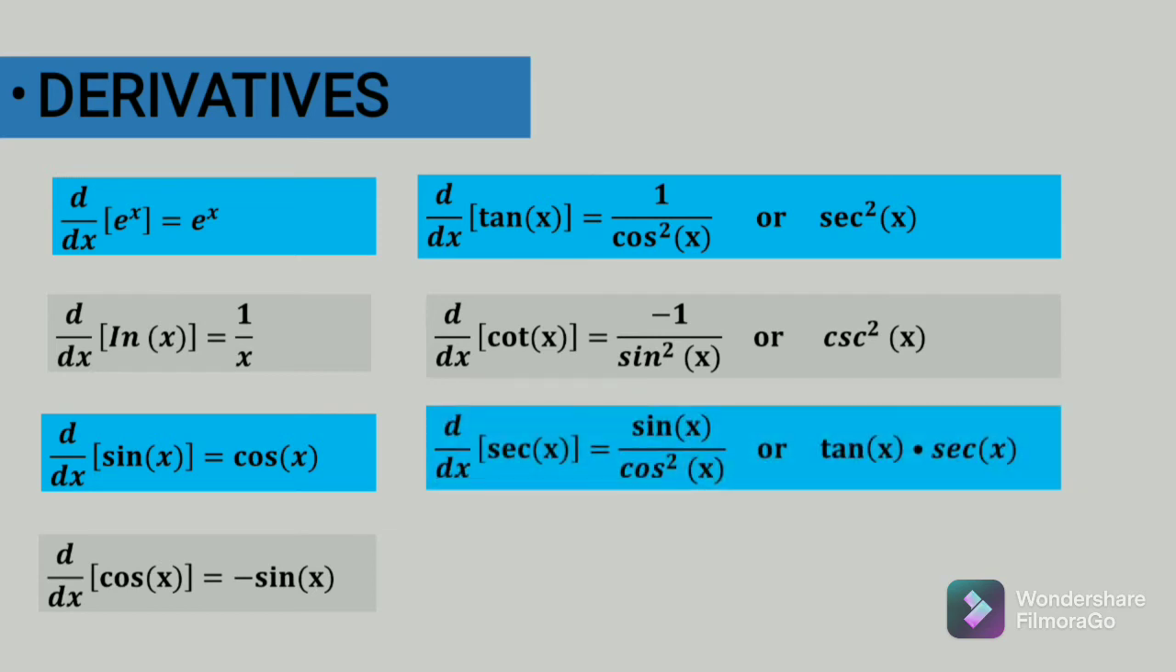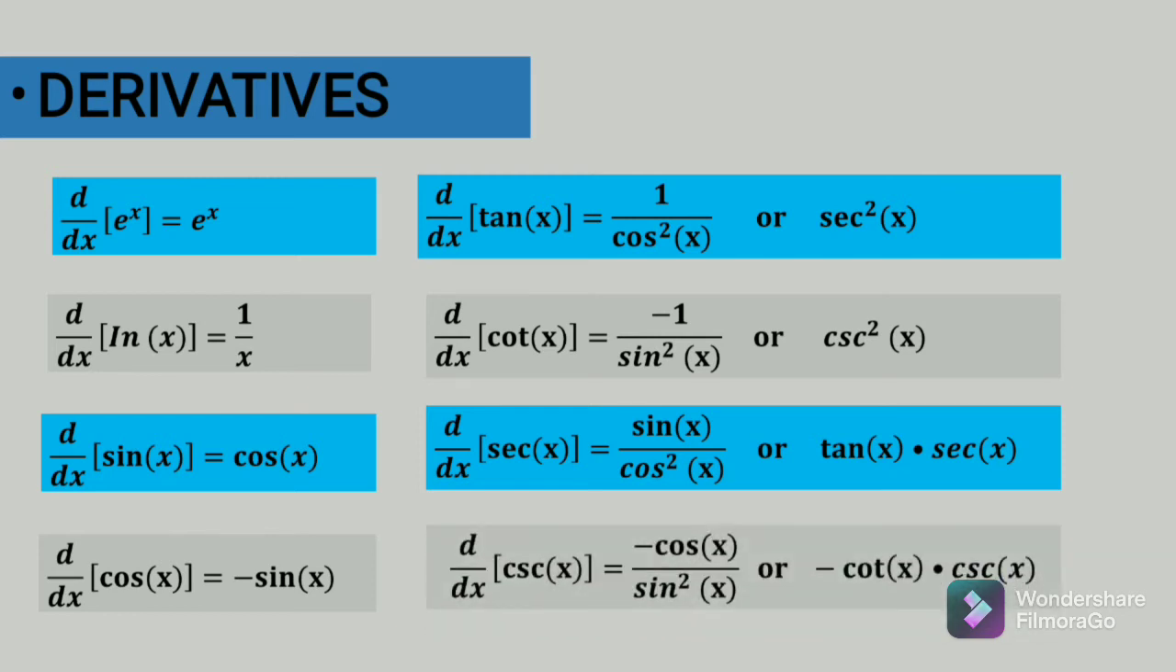The derivative of secant of x is equal to sine of x over cos of x squared, or tangent times secant of x. The derivative of cosecant of x is equal to negative cos of x over sine of x squared, or negative cotangent of x times cosecant of x. So it is important to memorize or familiarize ourselves with these so we can easily find the derivatives of other functions.